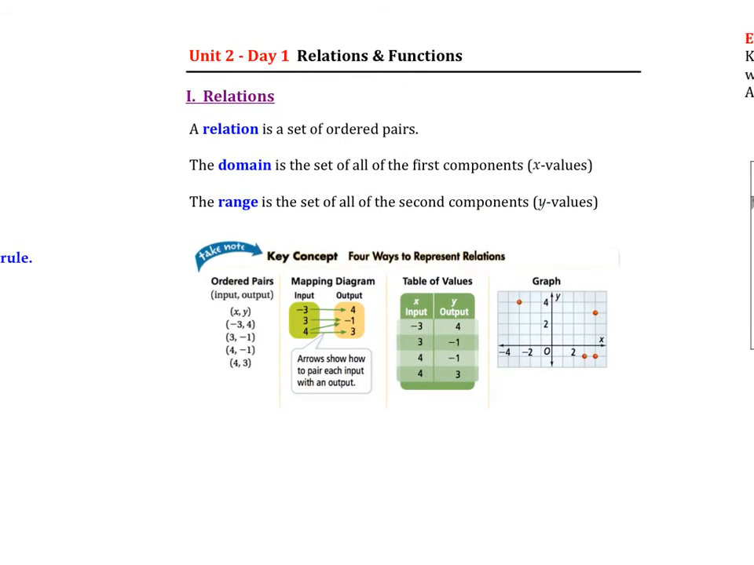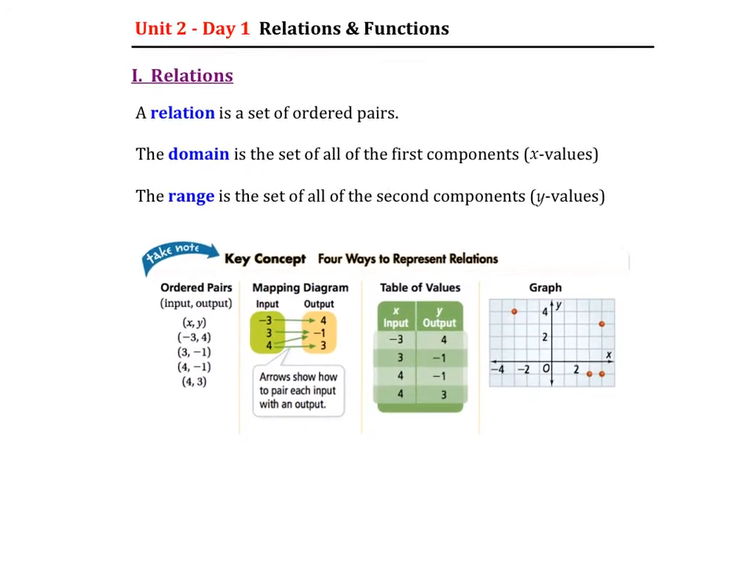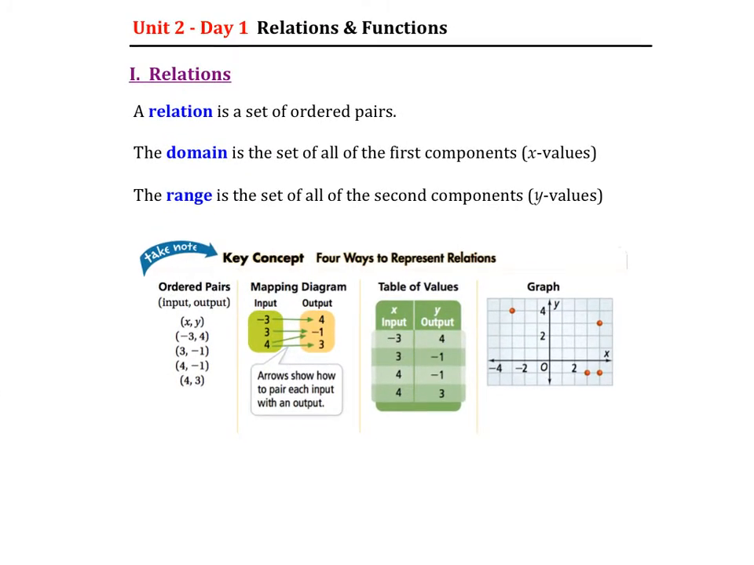So first, as promised, vocab, yay! First, let's talk about relations. A relation is just any set of ordered pairs. Typically, we will see these as x comma y values. Your domain is going to represent your x values. So domain is always going to be your input. Your range will always be the y values or your output.